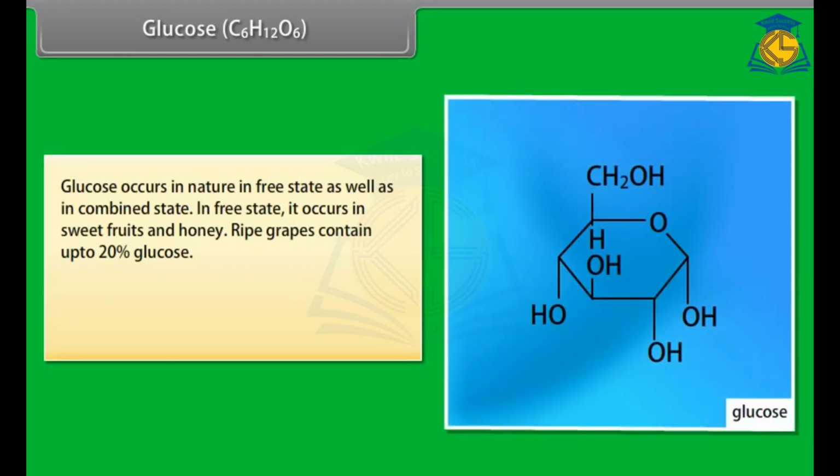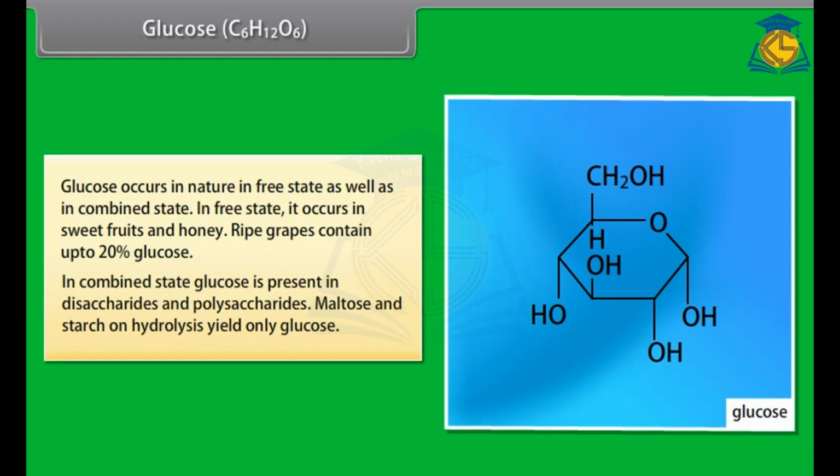Glucose occurs in nature in free state as well as in combined state. In free state, it occurs in sweet fruits and honey. Ripe grapes contain up to 20% glucose. In combined state, glucose is present in disaccharides and polysaccharides. Maltose and starch on hydrolysis yield only glucose.